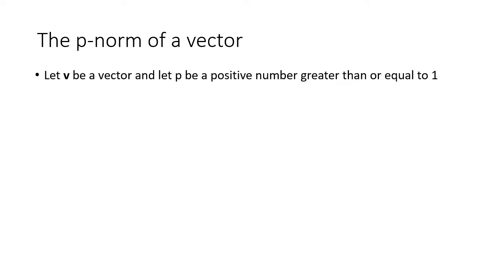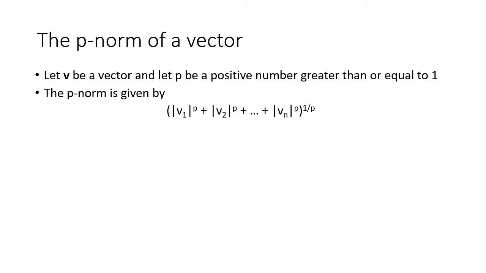We can allow p to be a positive number between 0 and 1, and the calculations give results, but they don't correspond to a distance. And so for a distance, we need p to be at least 1. So the p-norm is given by the absolute value of each of the components raised to the p power, add those all together, and raise the result to the 1 over p power.